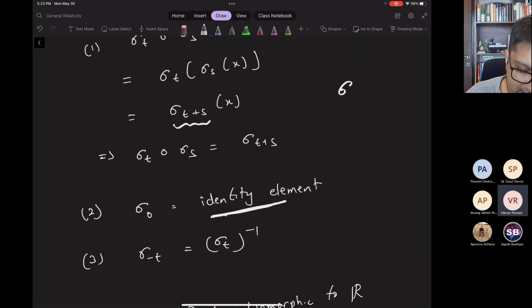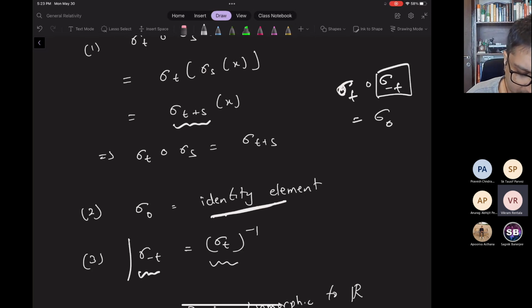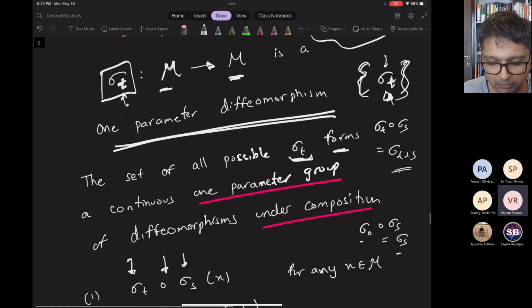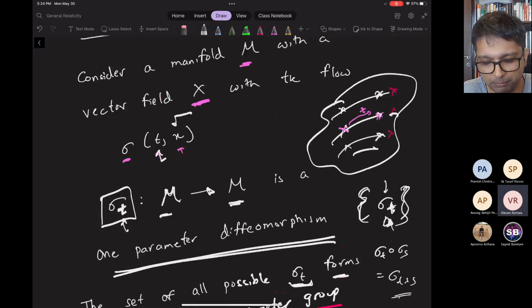Similarly, if I have sigma t and I compose it with sigma minus t, then I will get sigma 0. This gives me the inverse of the operation sigma t, and so sigma minus t is equal to sigma t inverse. So there's also an inverse element to this group of transformations. This group is a very abstract group. It's a group of operations that I can perform on the manifold. For every choice of t, I get a different group element, and therefore a different operation that I can perform on the manifold. The result is that every point on the manifold is taken to some other point on the manifold along this flow.